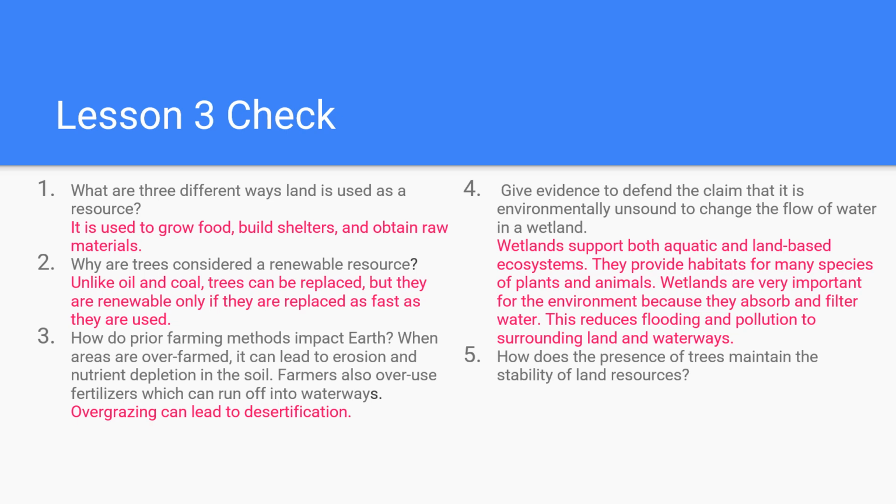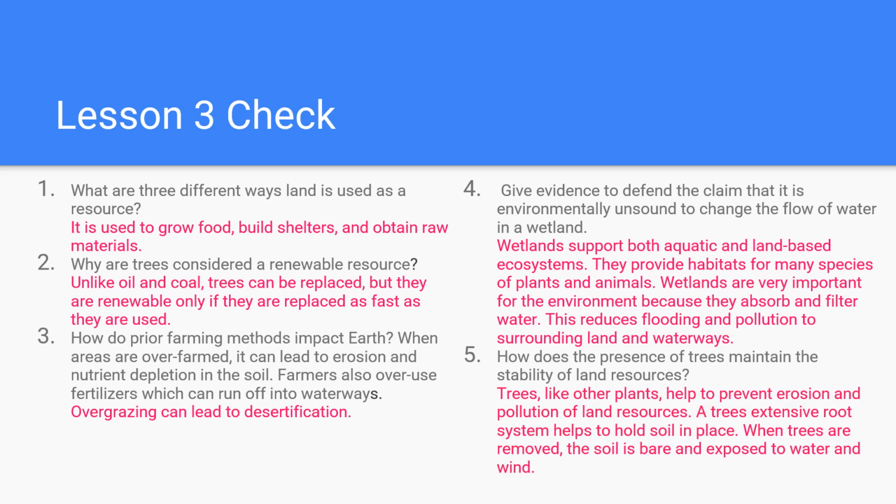How does the presence of trees maintain stability of land resources? Trees, like other plants, help to prevent erosion and pollution of land resources. A tree's extensive root system helps to hold soil in place. When trees are removed, the soil is bare and exposed to water and wind. And that concludes lesson 3.